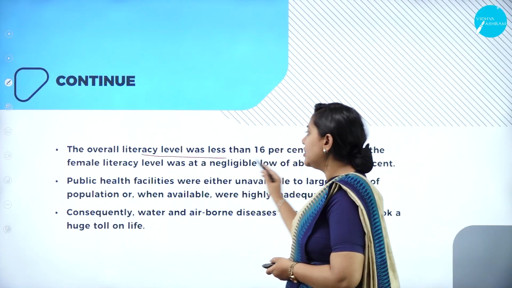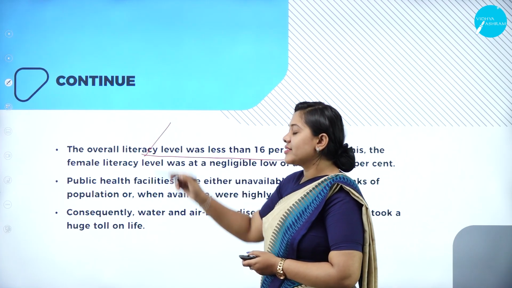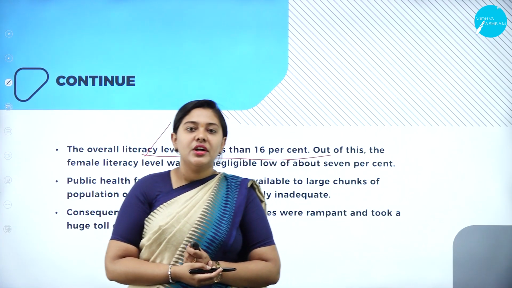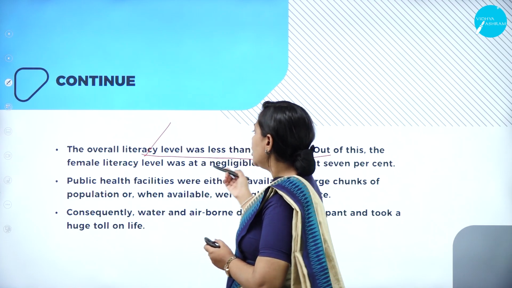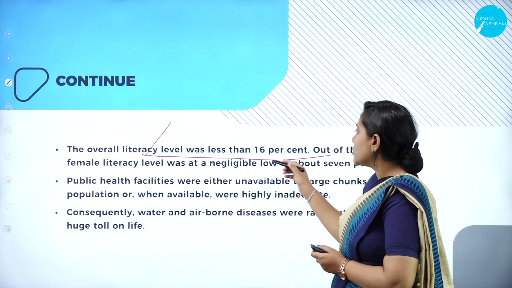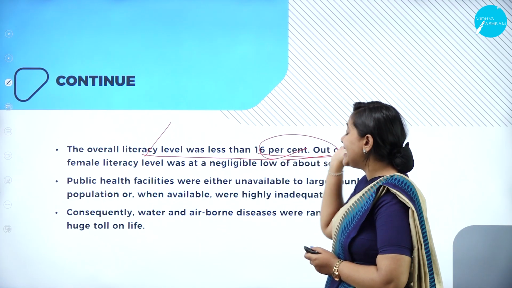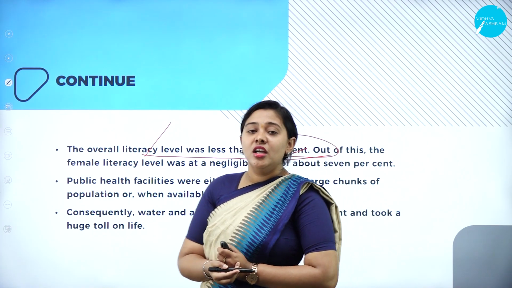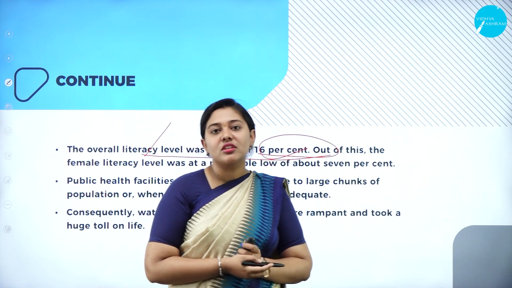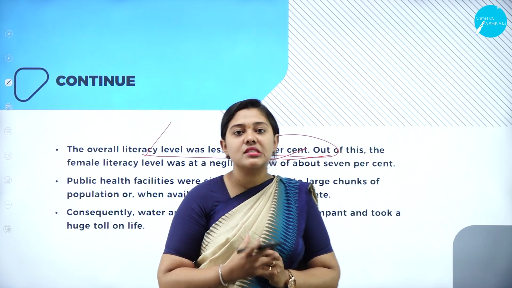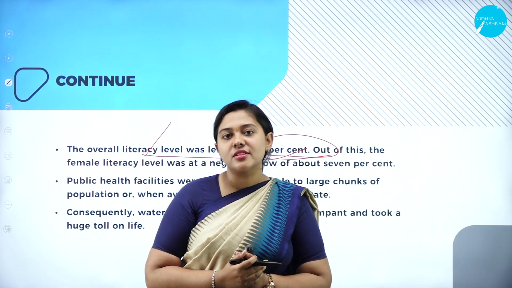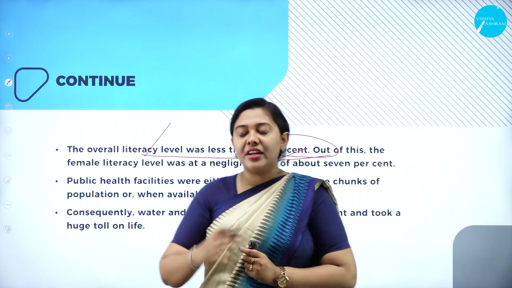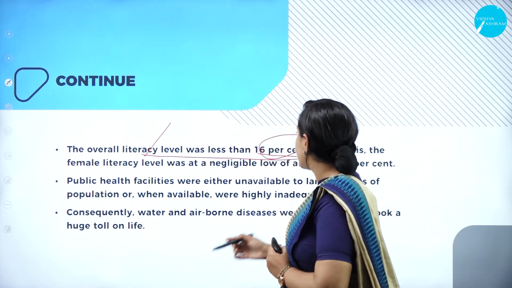The overall literacy rate, as I've told you, literacy means a person is able to read and write. The overall literacy level was very low. It was only 16% of the entire population when we compare in your census. Only 16% of people were able to read and write. So people were illiterate.